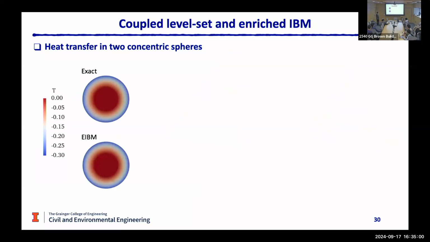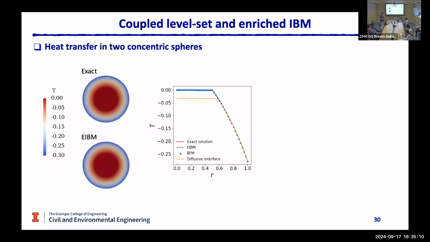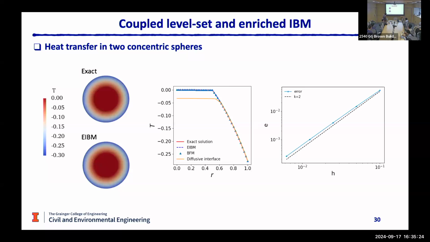Again, this is the exact solution, right? This is the enriched immersed boundary method solution coupled with level set. You barely see the difference, right? And then we also compare the performance of this approach against the diffusive interface approach and the exact solution. And you see that the enriched immersed boundary method agrees with the exact solution very well and outperforms the diffusive interface approach, right? And this approach converged very well, right?